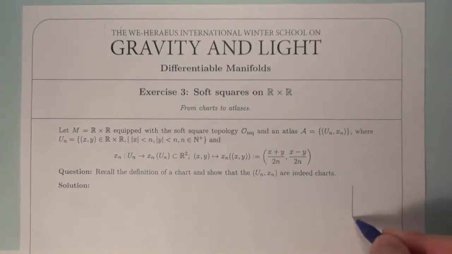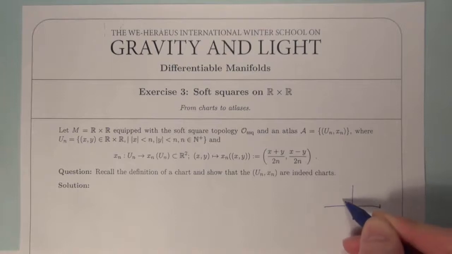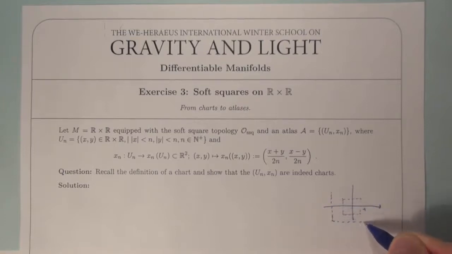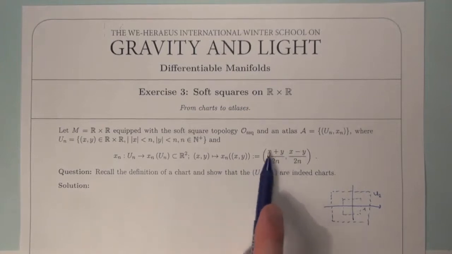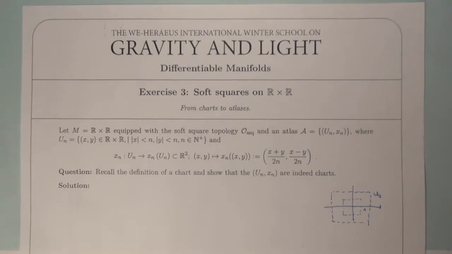So to draw a picture, this may look like this: this is U1, there's one, this is U2, and so on. Okay, and the chart map is given here. So in the first entry we sum x and y divided by 2n, and in the second entry the same thing but with the difference of these two.